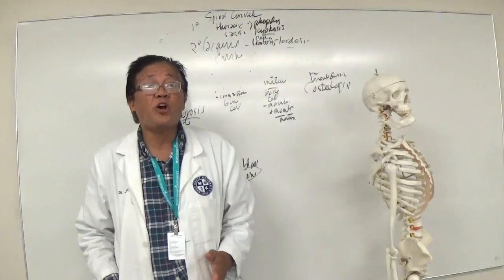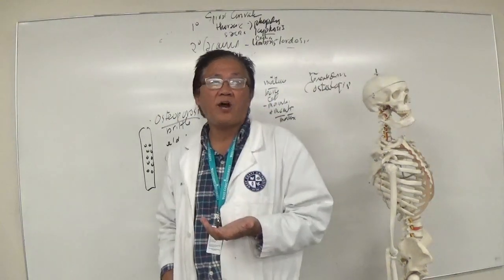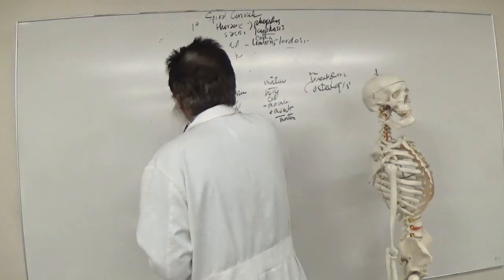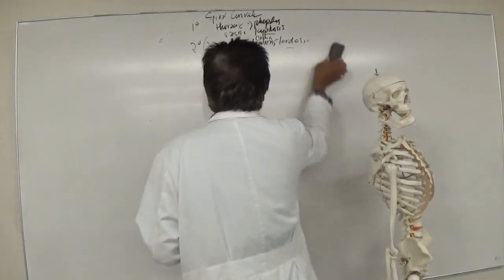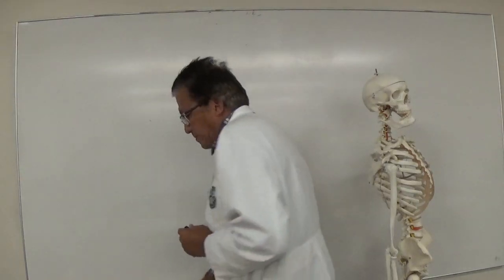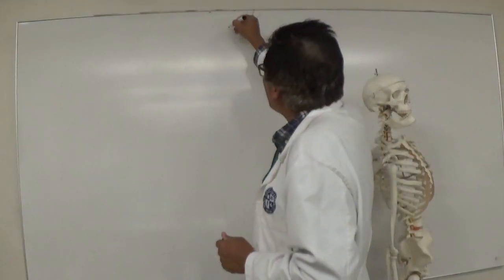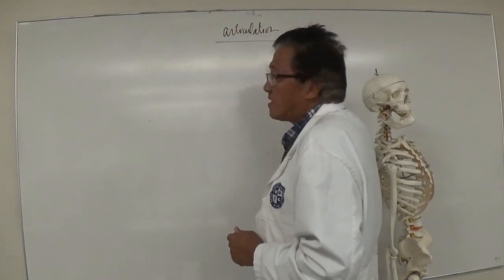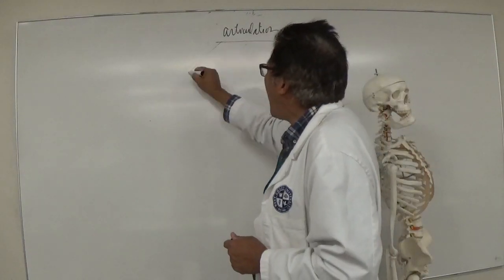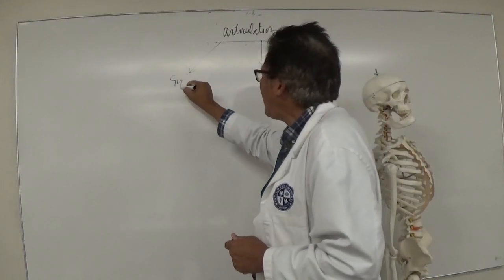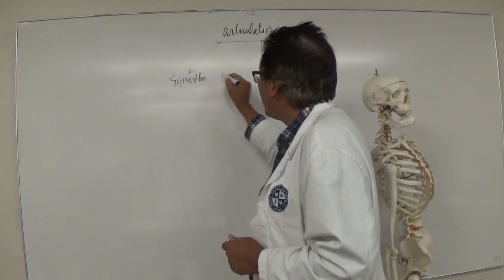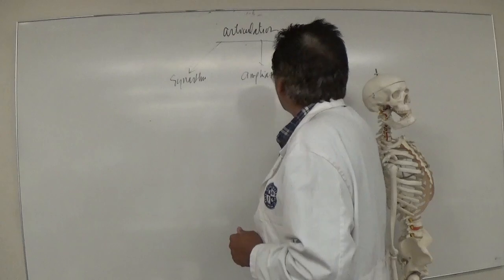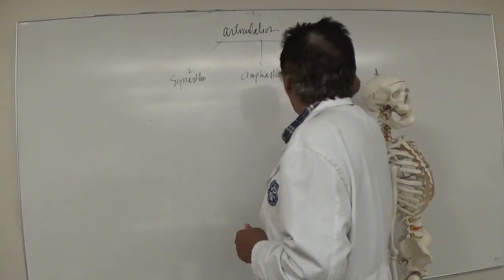let's talk about joints. When we're dealing with joints, can anybody tell me, or articulations, if I put the word here, articulation, and joint formation, here are 3 types. What are they? Synarthrosis, amphiarthrosis, and diarthrosis.